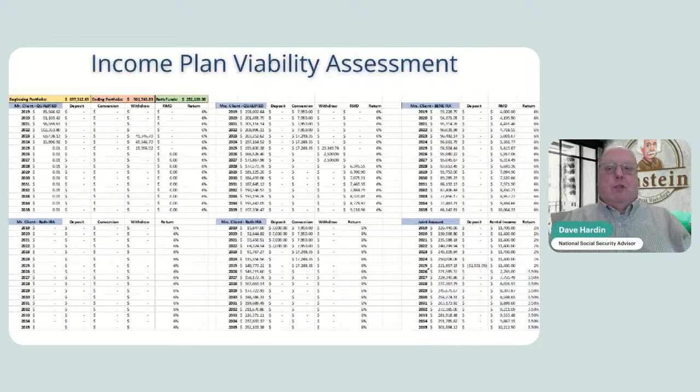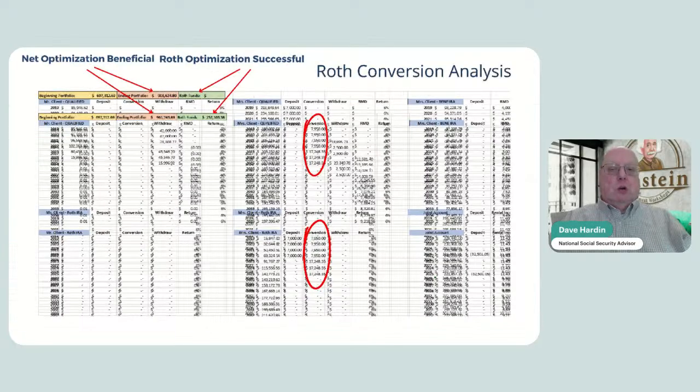Do I have enough to get an income plan that makes sense for me? And if I don't, how do I adjust that? And what if I have more income than I realized? How much do I have, and how can I spend it? We'll show you that as well.